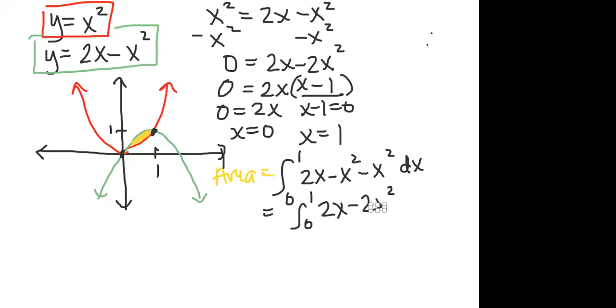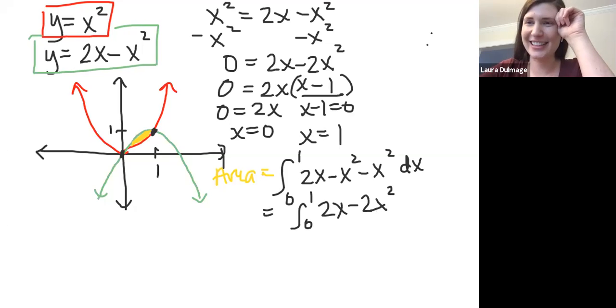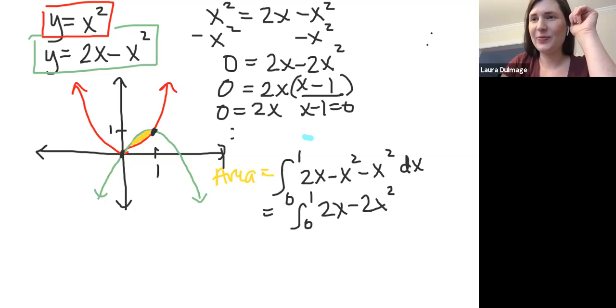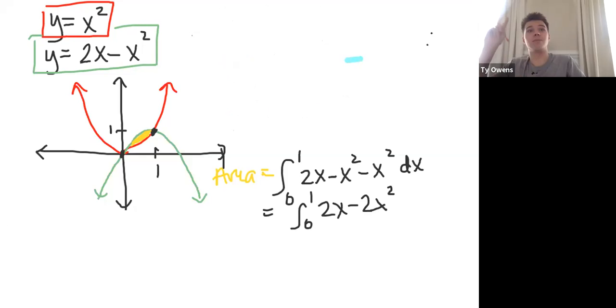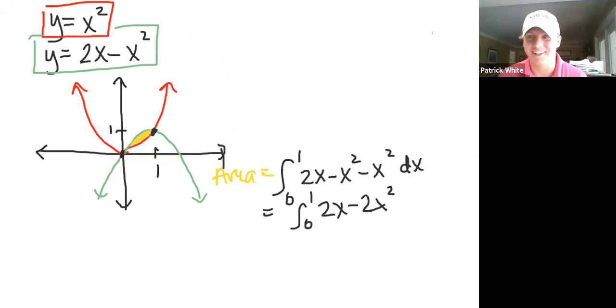What was that, coach? P. White, what'd you get? It still looks like an X. It's fine. P. White, what'd you get? 1/3. Yes. Ty, good. All right, that's what I got. So I'm gonna bring the work up here.